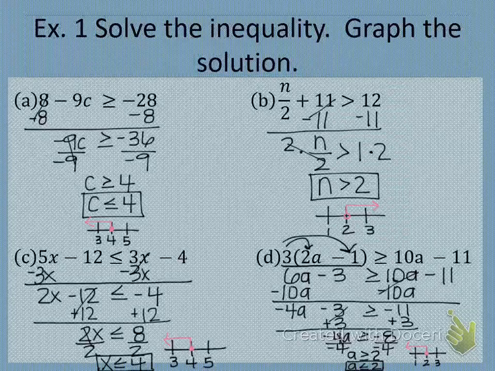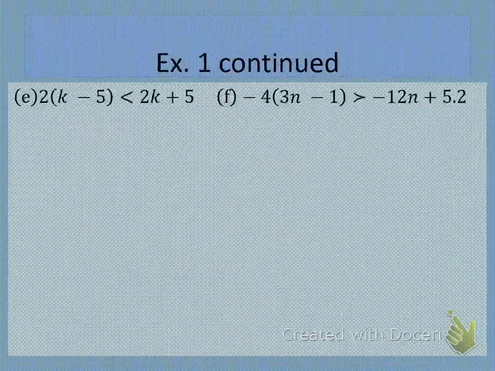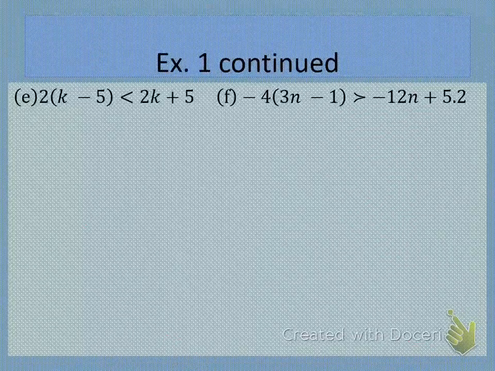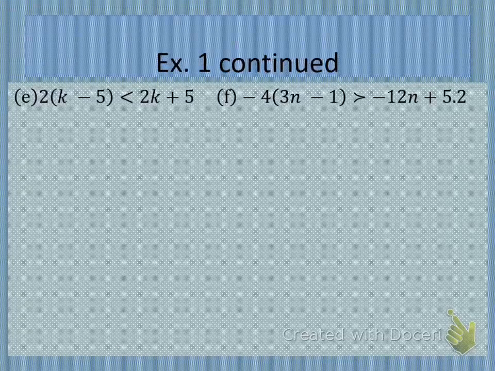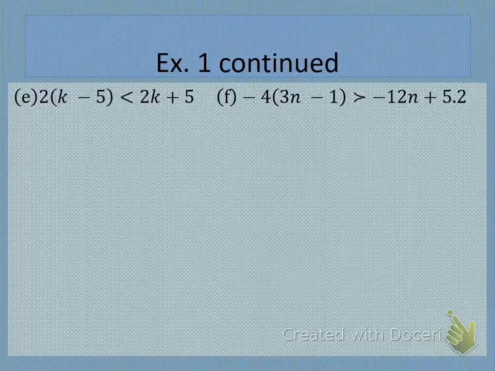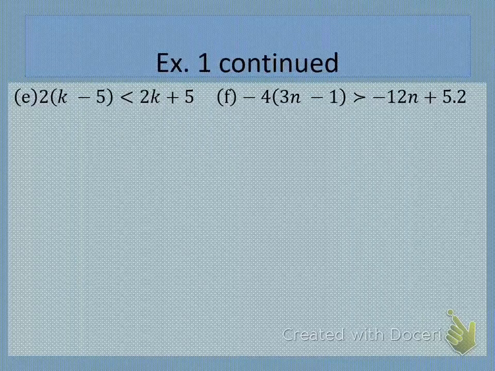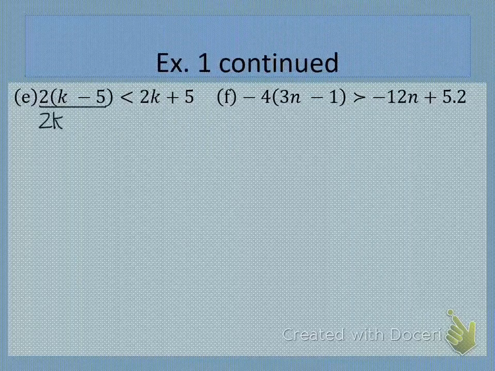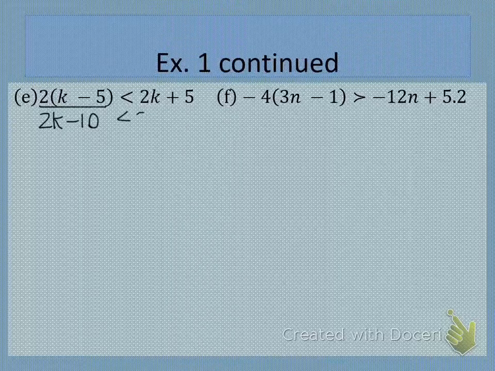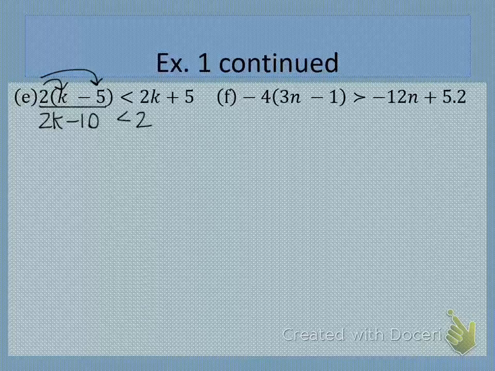That moves us on to letter E. All right, what do you notice right off the bat we're going to do on letter E? Distribute. All right, so let's go ahead and distribute. Morgan, what do we get when we distribute? 2k minus 10 is less than 2k plus 5. All right, so we got 2k. 2 times k is 2k. Bring down the minus. 2 times 5 is 10. So 2k minus 10 is less than 2k plus 5.